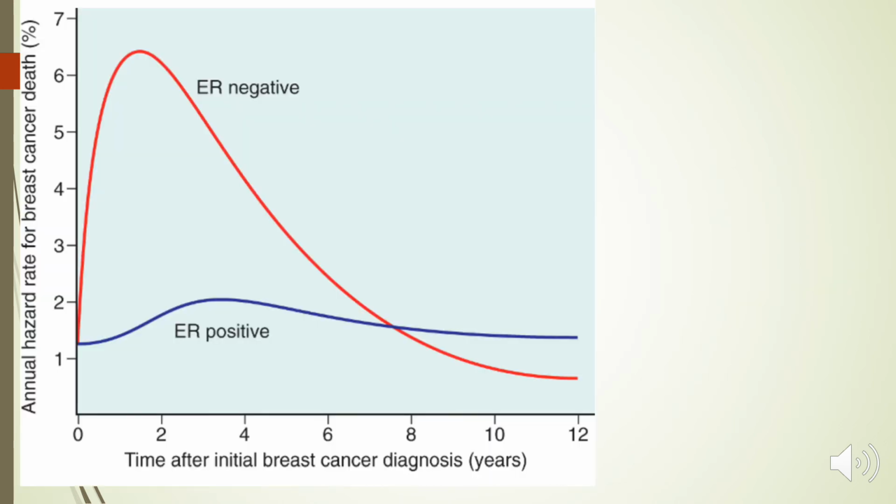This graph looks at the hazard rate of breast cancer death over time. Notice that the ER negative tumors are significantly associated with a higher hazard rate of death compared to the ER positive tumors. And notice that this difference fades over time because even the ER positive responsive tumors, over time, become more resistant to anti-estrogenic therapy.